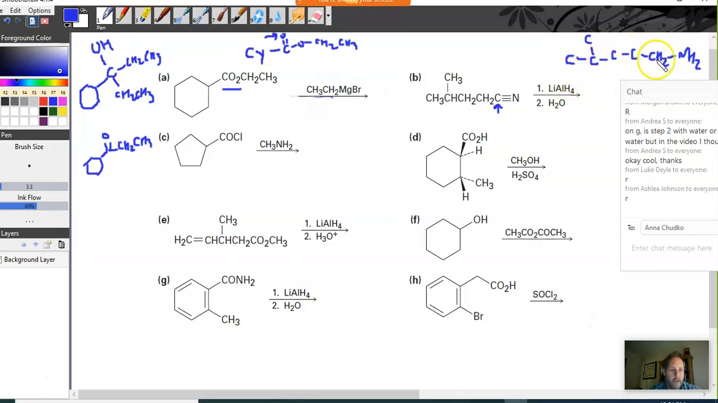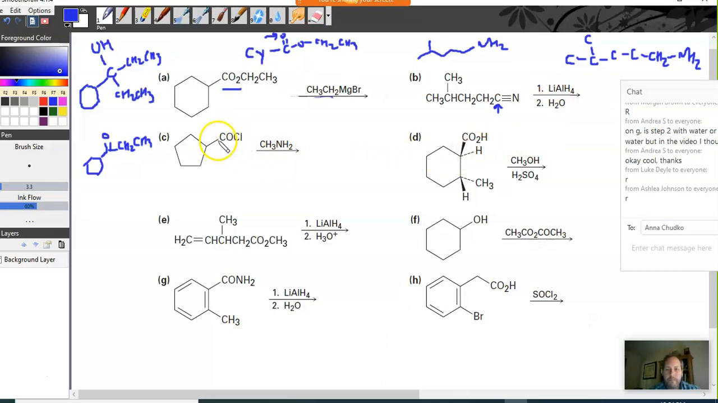You should have all the hydrogens in there, unless you did this. I have an extra carbon in there. 1, 2, 3, 4, 5. That's that. And NH2. Okay? If you have any questions, please stop and ask.